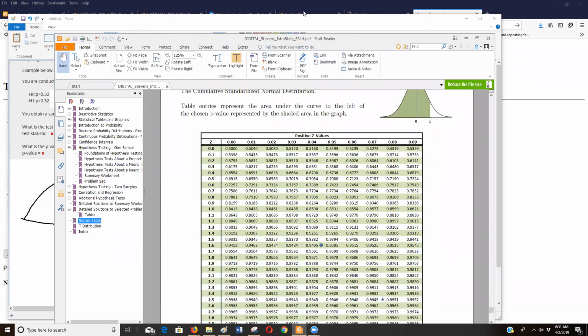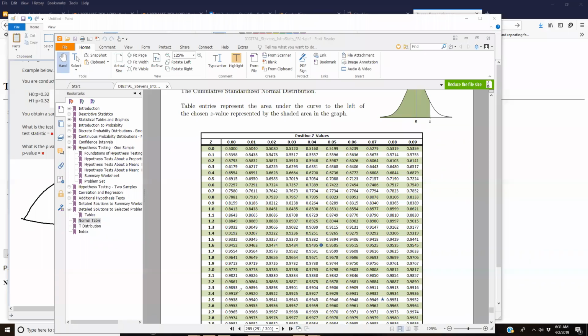So I'll use the spotlight here. There we go. So 2.3, and I'm going to go over to the 0.3 column. So 2.33, I'm seeing 0.9901, and I've got to remember that's the area to the left, and I want the area to the right. So let me grab that number so I don't have to remember it.